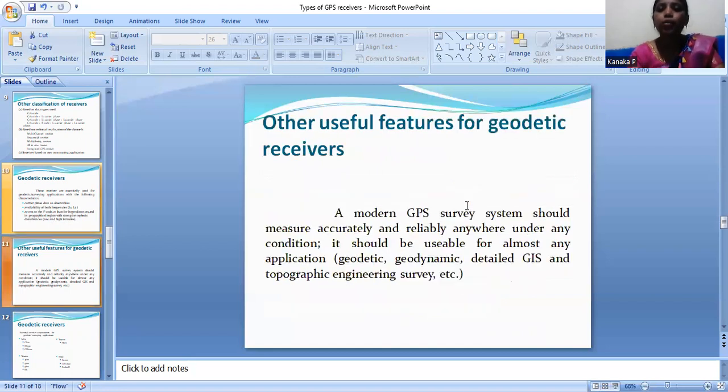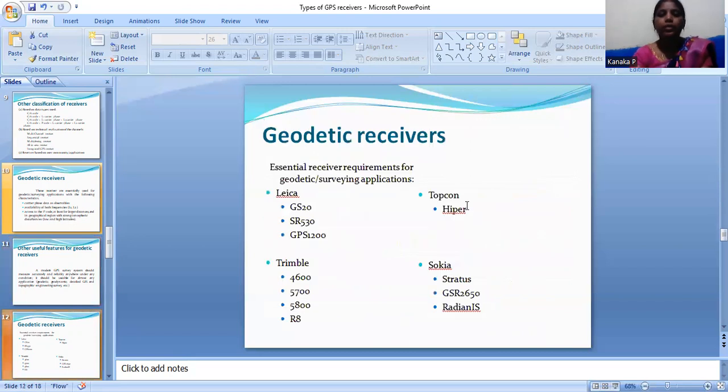So next one is other useful features for the geodetic receivers. A modern GPS receiver system should measure accurately and reliably anywhere under any condition. It is used for almost any application: geodetic, geodynamic, detailed images, and topographic engineering survey, etc. So this means geographical information system. So this is for the other useful features of the geodetic receivers. Geodetic receivers are essentially receivers required for geodetic or surveying applications.